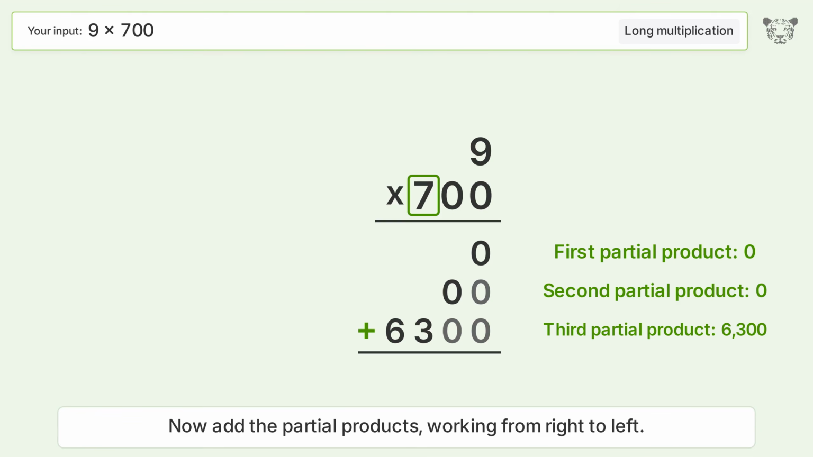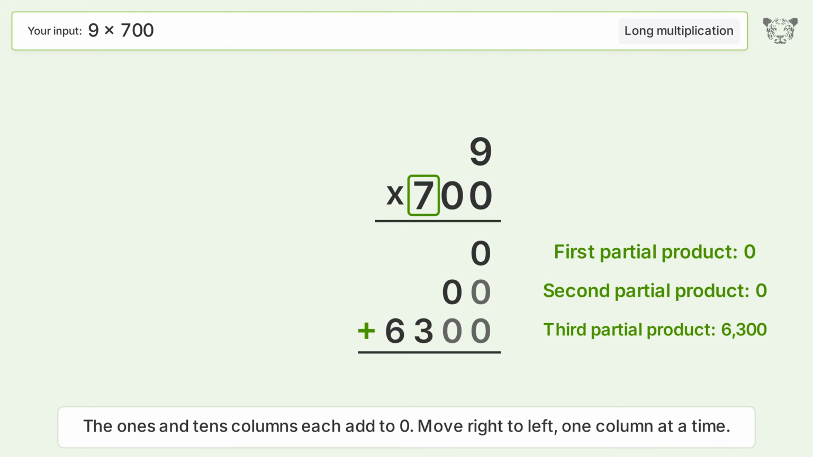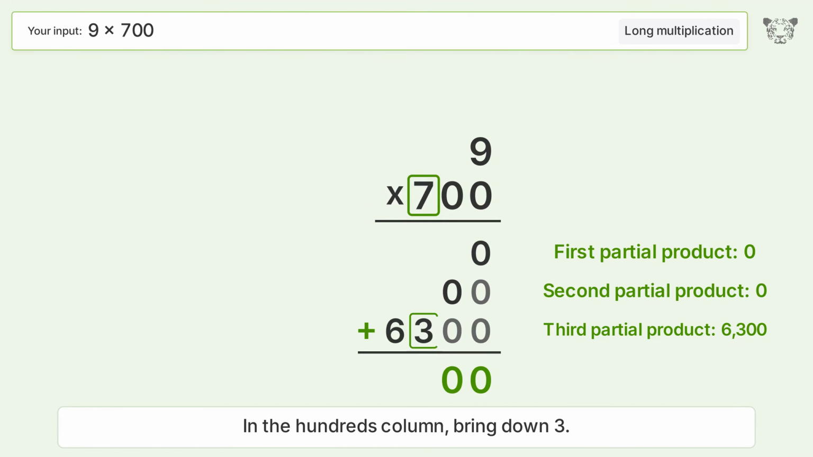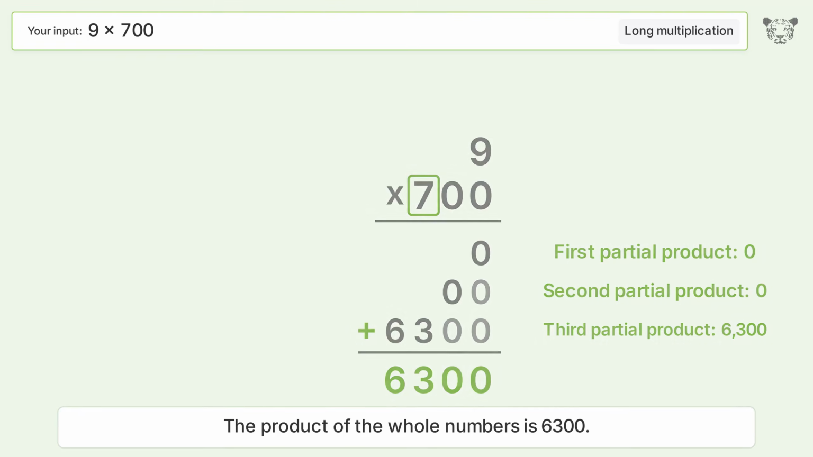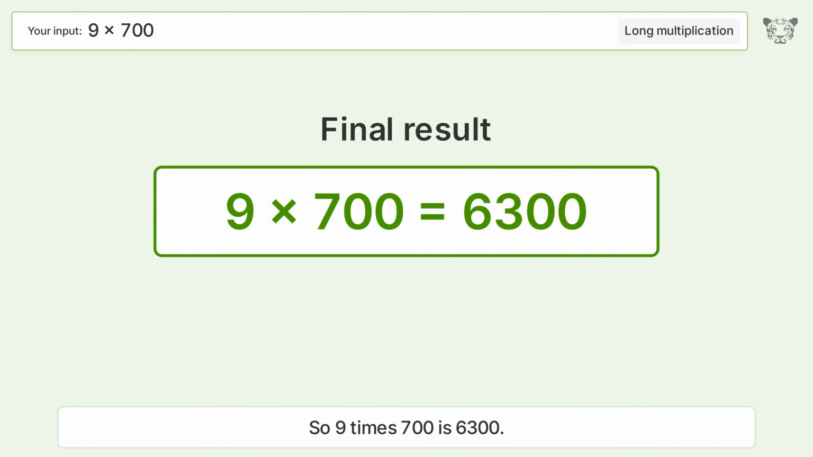Now add the partial products, working from right to left. The ones and tens columns each add to 0. Move right to left, one column at a time. In the hundreds column, bring down 3. In the thousands column, bring down 6. The product of the whole numbers is 6,300, so 9 times 700 is 6,300.